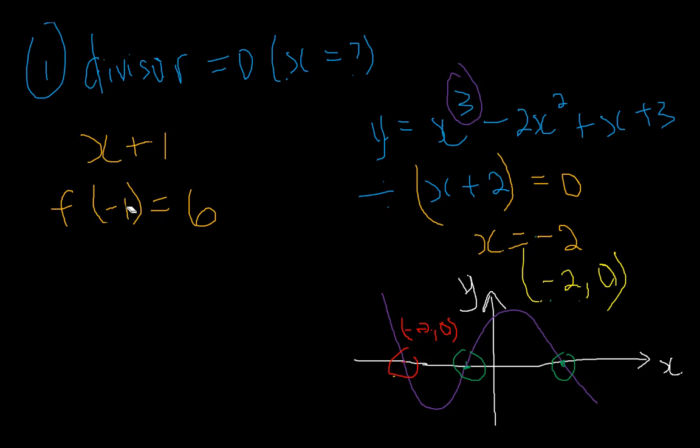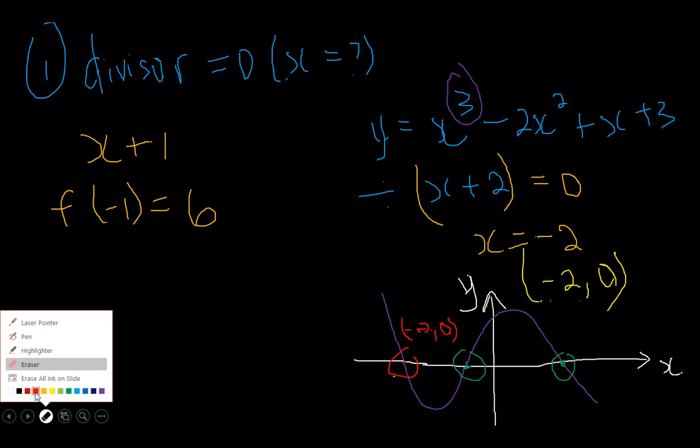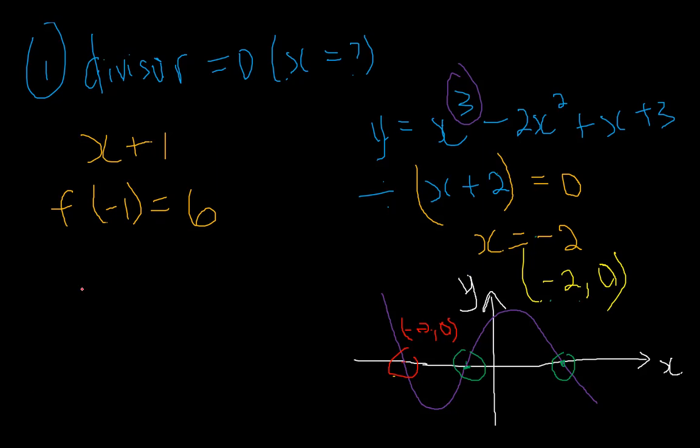So I said because I have a remainder of 6, I know for a fact that x plus 1 is not a factor of this polynomial expression. What does that mean? It's not a factor. See, when I substitute minus 1 into this, I'm not going to get 0. I'm going to get 6. Because it's not a factor, that means that it's not a root.